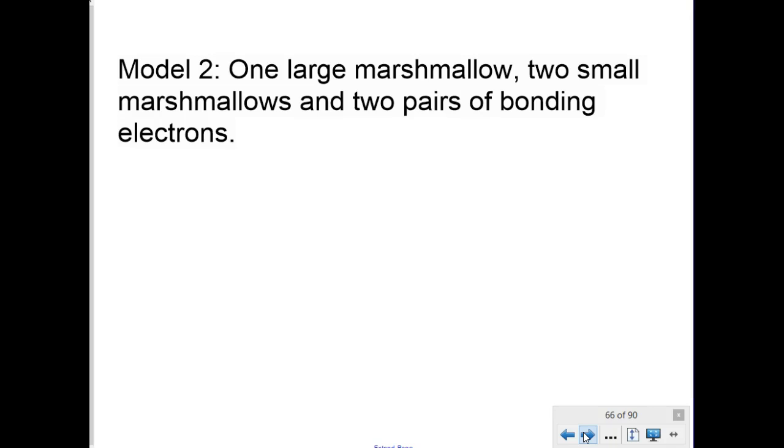In the next model, one large marshmallow, two small marshmallows, two pairs of bonding electrons. Your electron pairs must be as far away from each other as possible. Good.